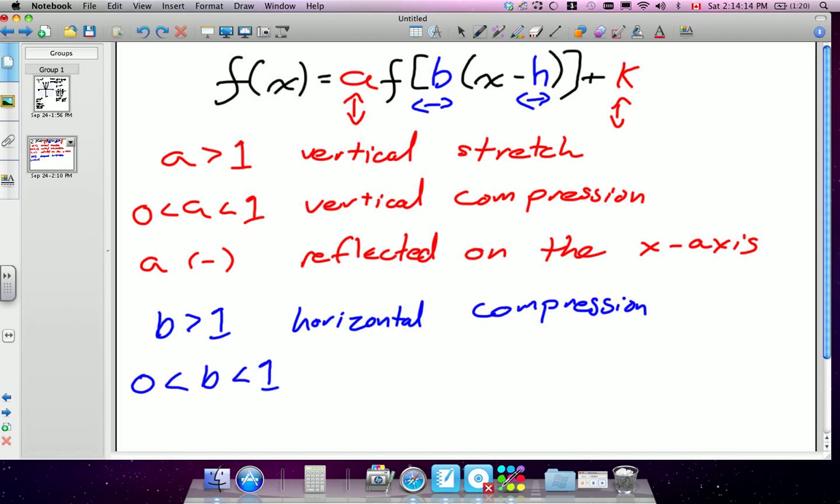And finally, if b is negative, do you know what would happen here? It'd still be reflected. On the y-axis. Good. Reflected on the y-axis.